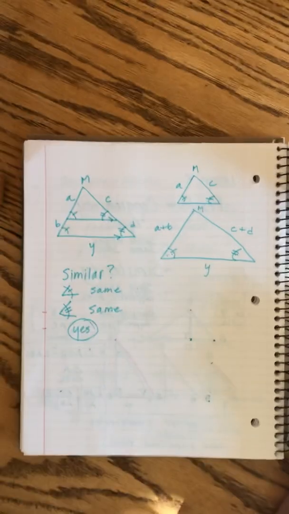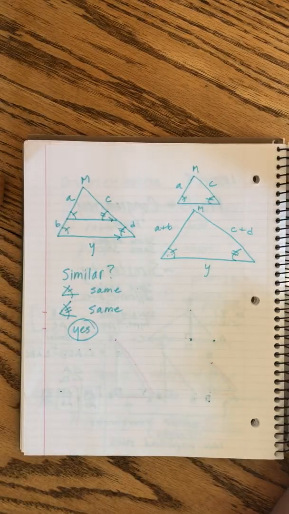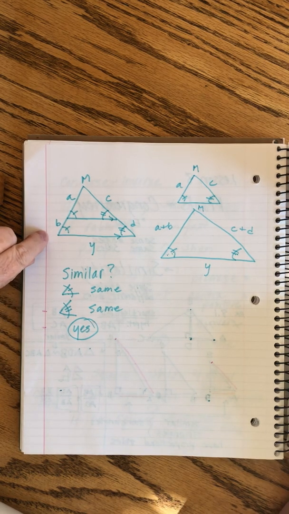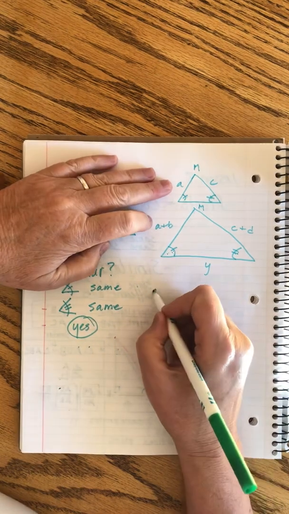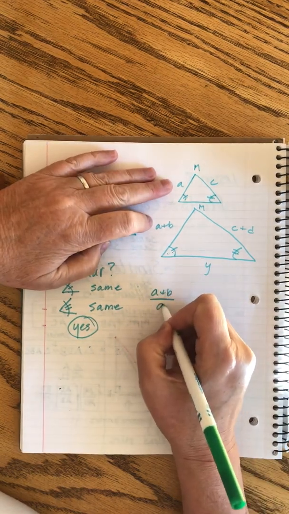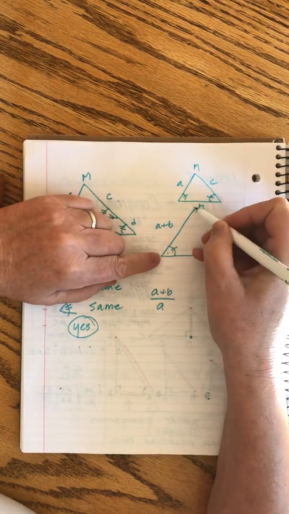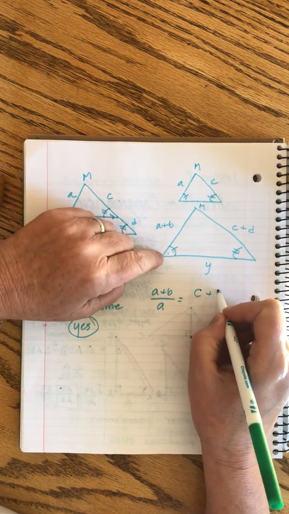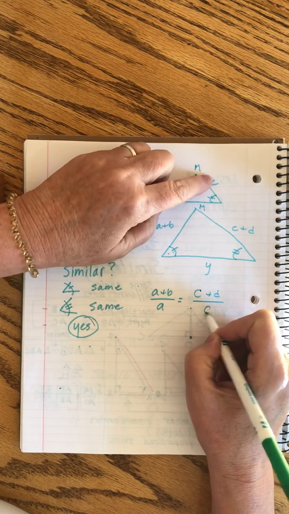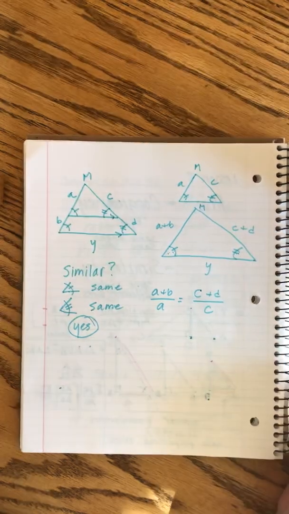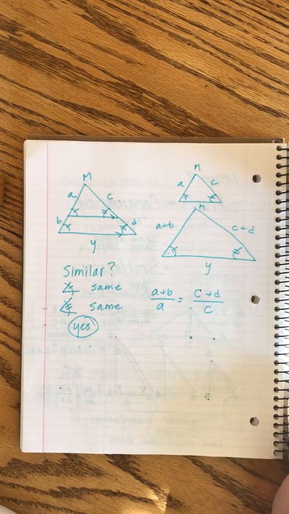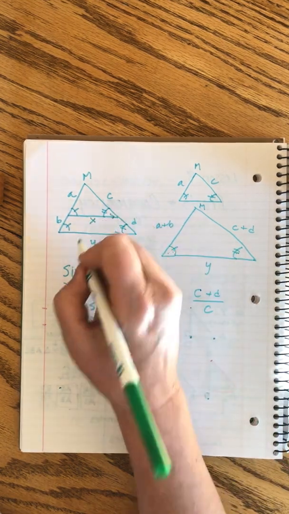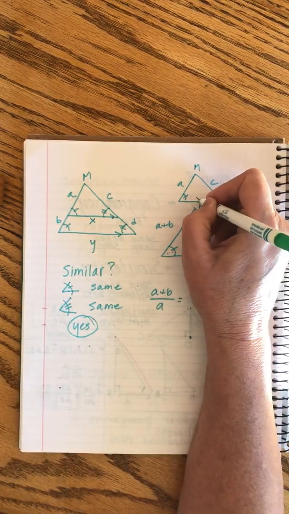This time, we can say that A plus B over A, this side, big triangle over little, is going to be proportional to C plus D over C, big to little, okay? And we could also say, oh, this is X. I didn't put that on the original picture. And so this side is X.